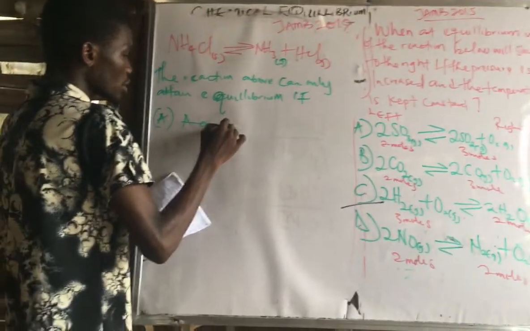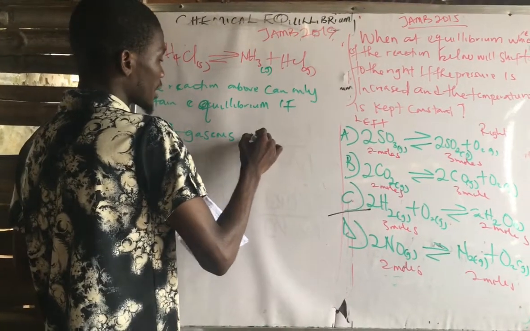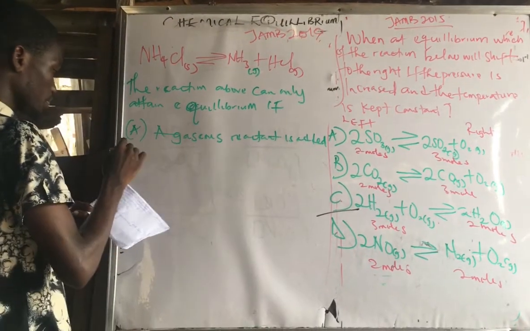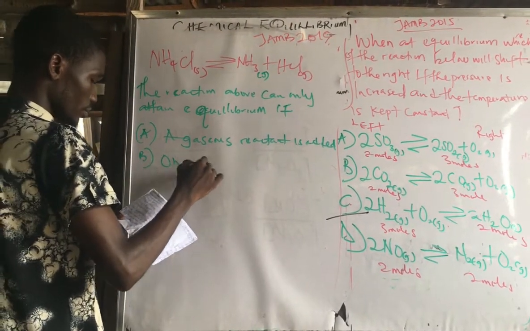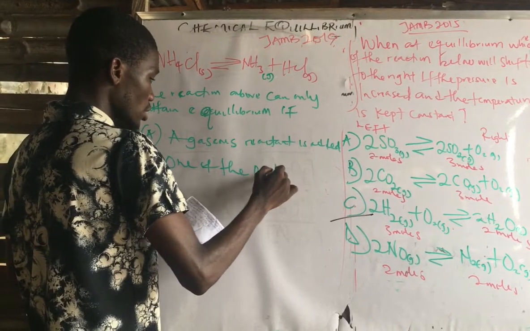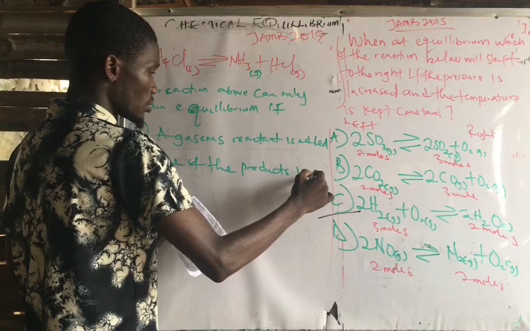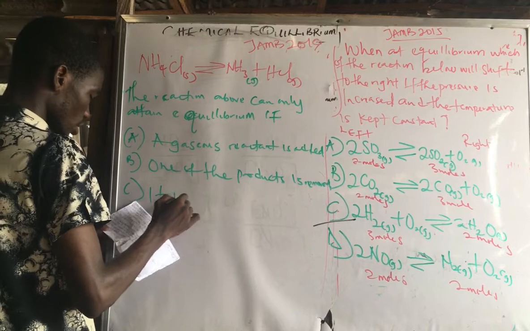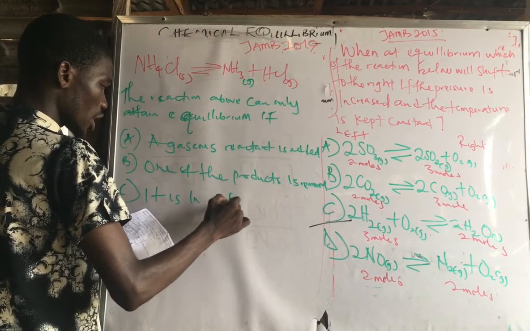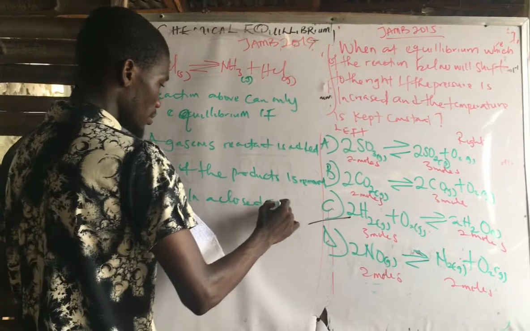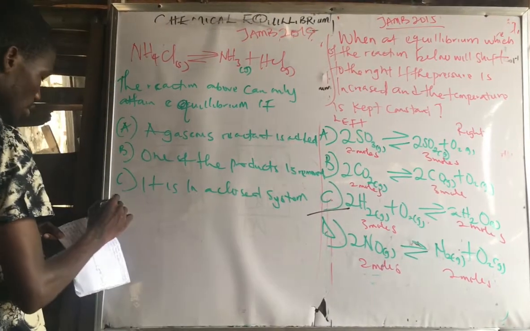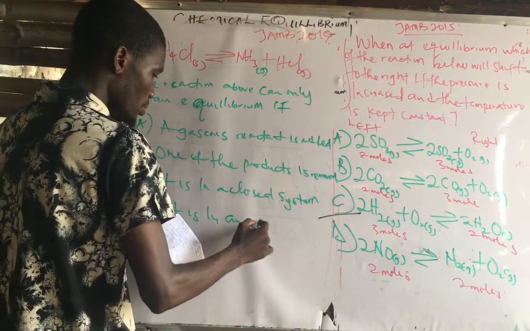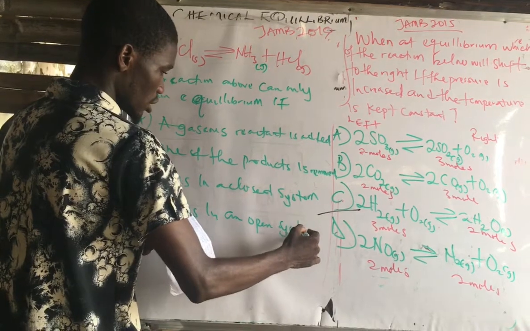A, a gaseous reactant is added. B, one of the products is removed. C, it is in a closed system. D, it is in an open system.